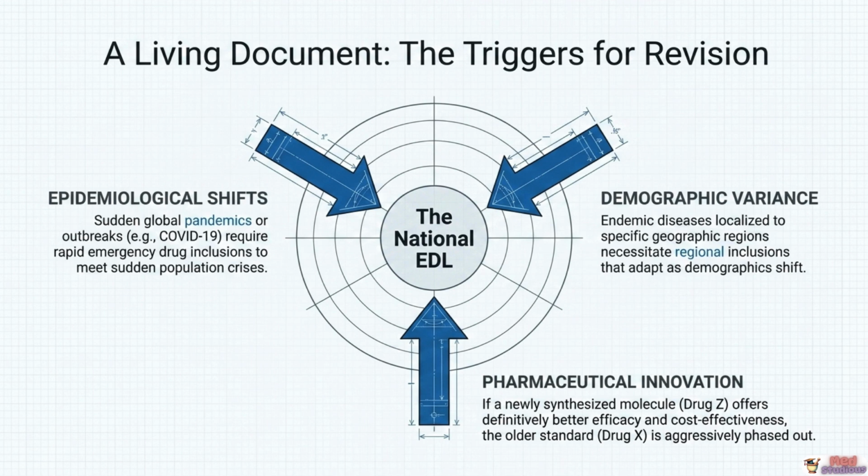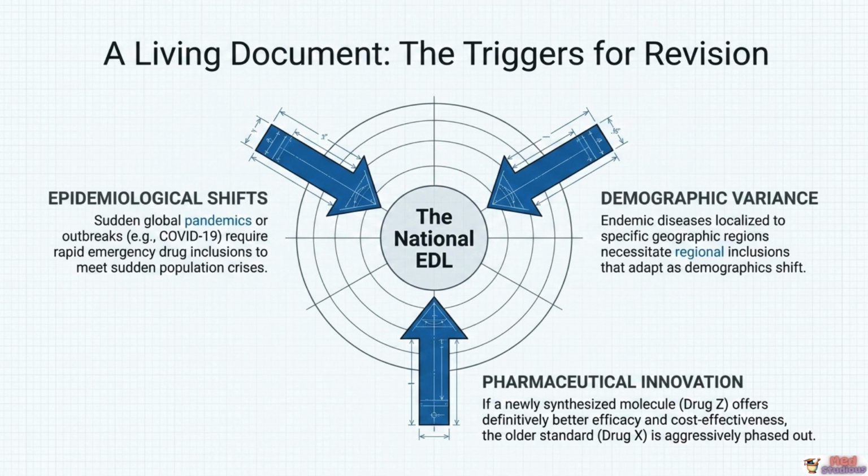The first trigger is epidemiological shifts. Sudden, large-scale changes in disease patterns. The COVID-19 pandemic is the defining modern example. Within months of the pandemic's emergence, governments worldwide were compelled to rapidly incorporate novel antiviral agents, immunomodulators like dexamethasone, and anticoagulants into their essential medicines frameworks, drugs that were either newly approved or being repurposed under emergency authorization. Standard revision timelines were compressed from years to weeks.